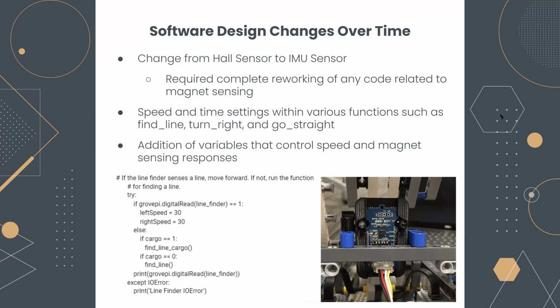Finally, the team added variables that controlled the speed and magnet sensing responses. The cargo variable controlled the speed of the macro since it moved much slower with cargo loaded. This variable toggled between 1 and 0 for cargo loaded and not loaded, respectively, and made sure that the speed of the macro was the same, regardless of if it was loaded or not.